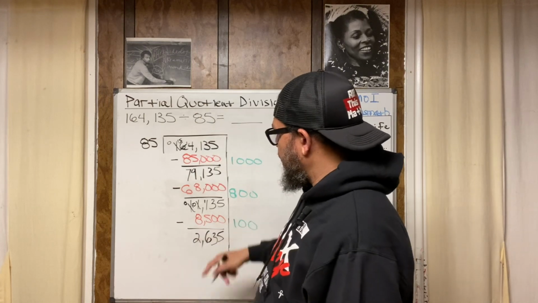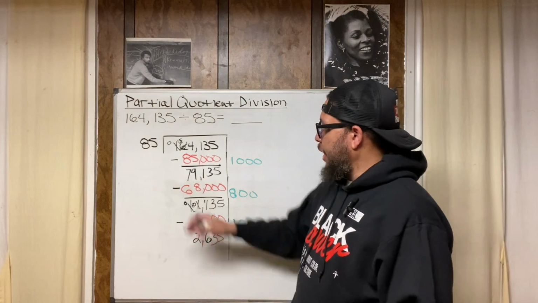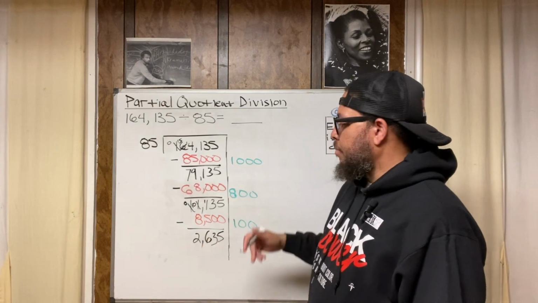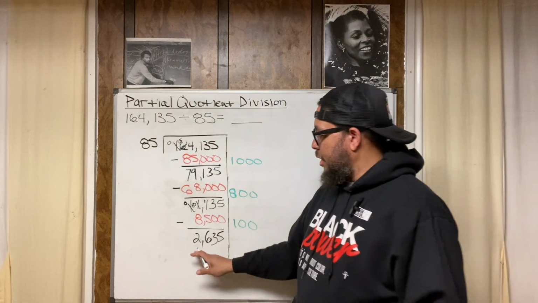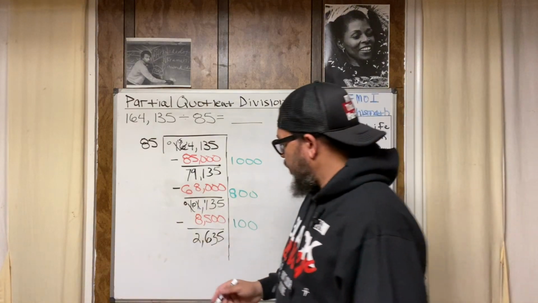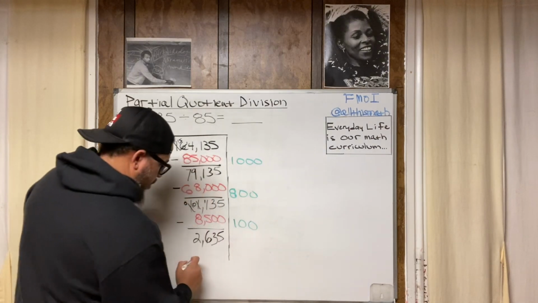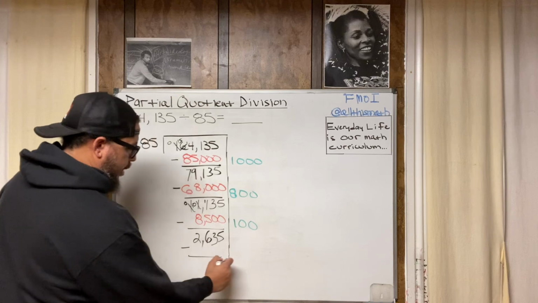So we got 2,635. We're getting close to zero. Now, how many 85s can fit into this number? 85 times 10 is 850. 85 times 100 is 8,500. So we're not going that big. That's too large. Right? Boom, subtraction sign, underline.